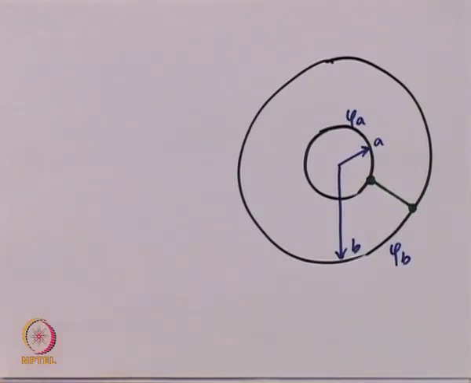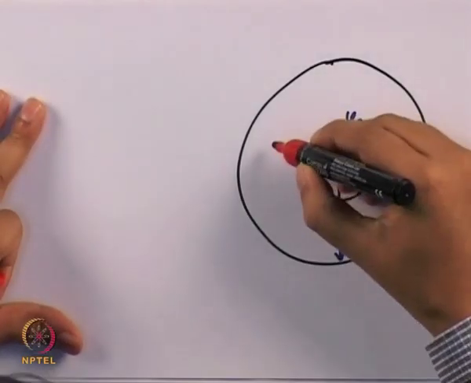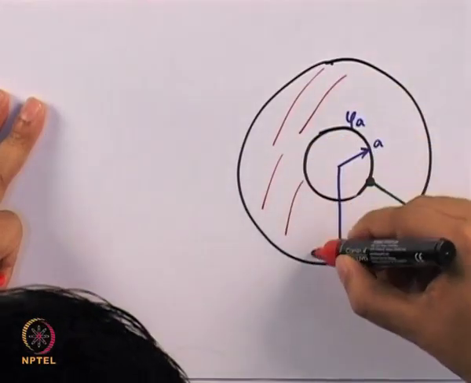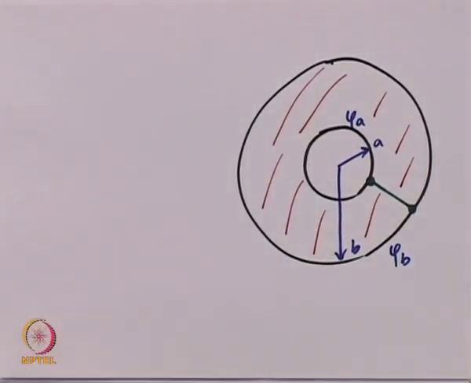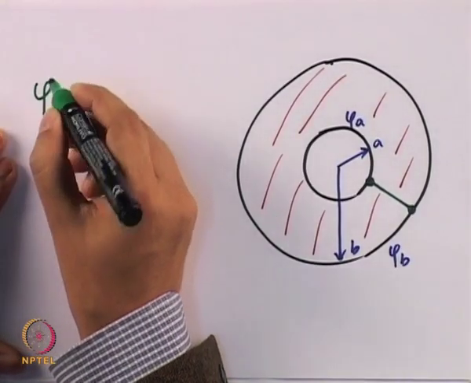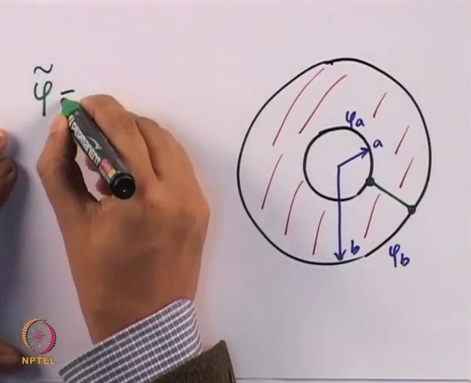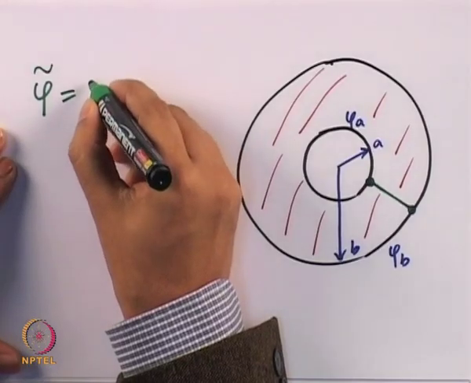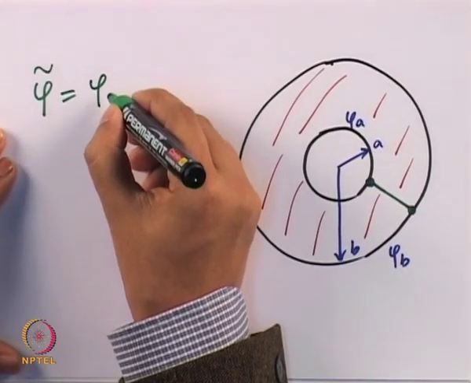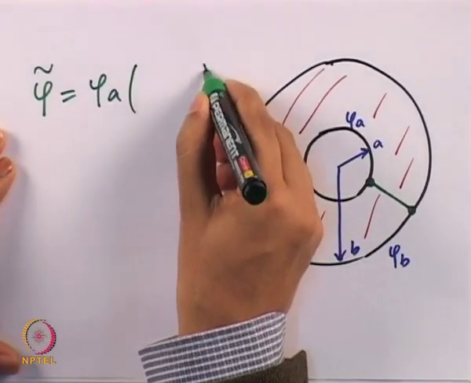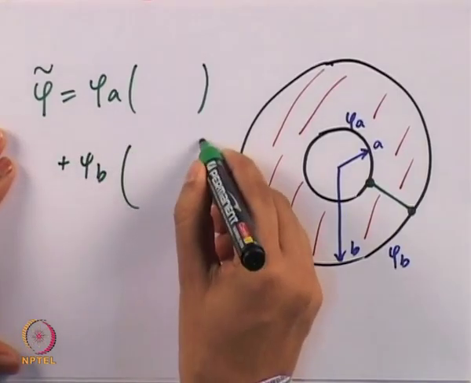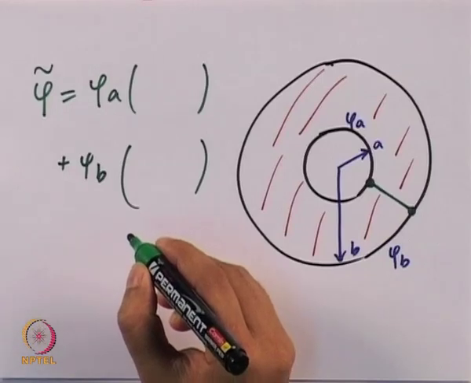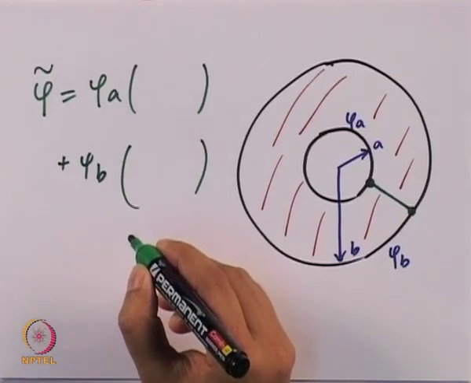What we are interested in is computing the potential in the area between the two conductors, the area marked in red. Now we are going to use the simple finite element approximation to compute that. So our first simple approximation will be phi tilde is equal to phi A multiplied by some coefficients plus phi B multiplied by some coefficients, and the question is, what are those coefficients and how are they calculated?